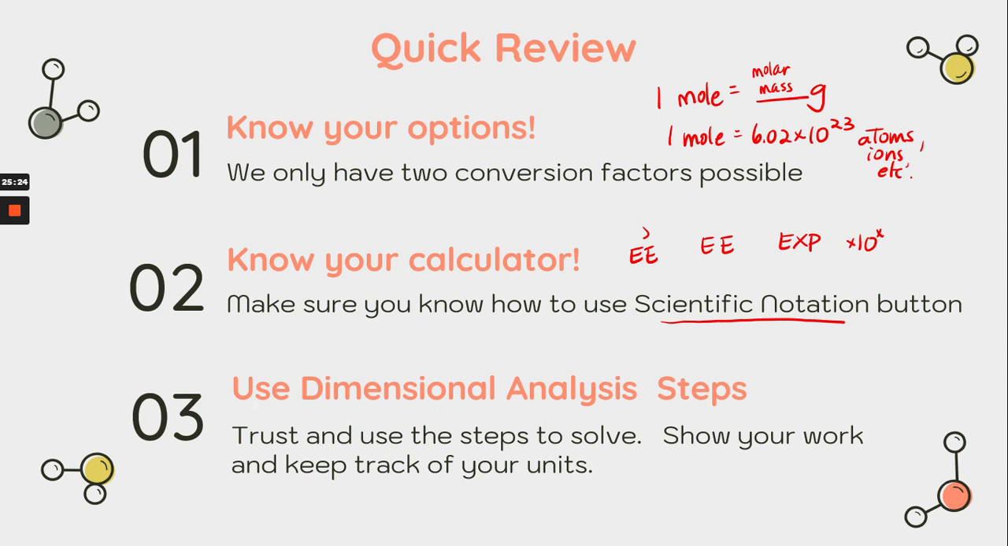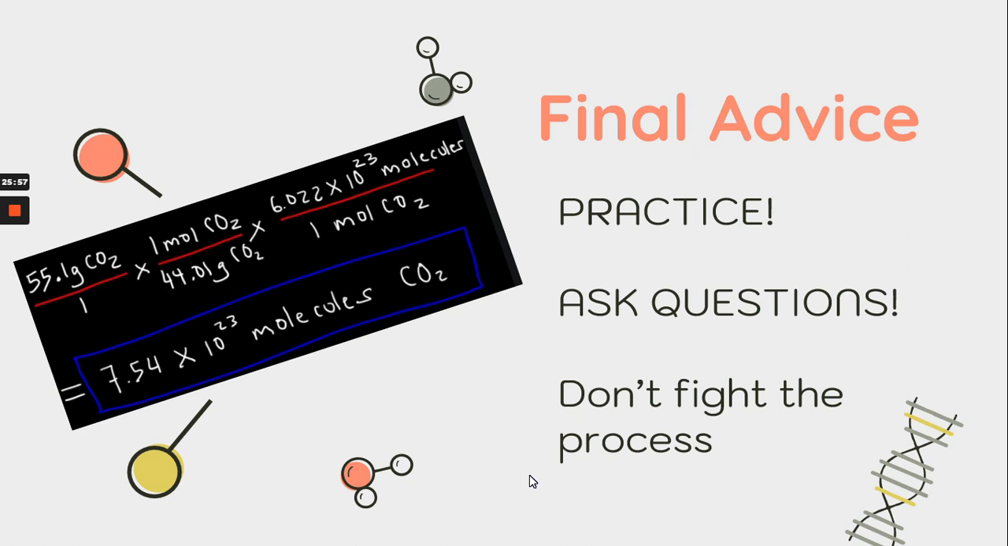And then the last thing here is use dimensional analysis steps. Trust and use these steps. Show your work, keep track of your units. That's how you're going to know whether or not you should stop or do another step, right? So do one step at a time. Do not try to memorize where does something go. Instead, trust the steps. Trust the method. It works, okay? After break, we're going to be adding some more things to it. It's going to be exactly the same method. Okay, embrace it.